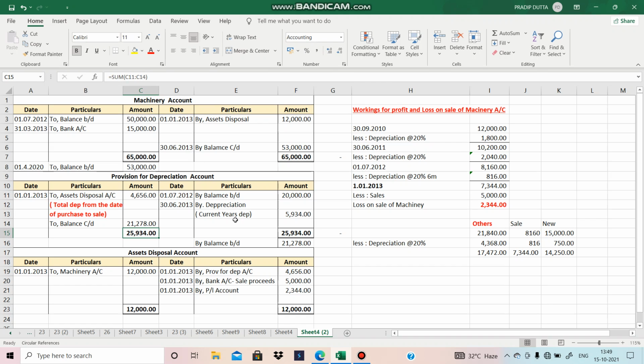As it is a written down value method, we should always charge on the written down value. So the written down value of the other machines is 50,000.